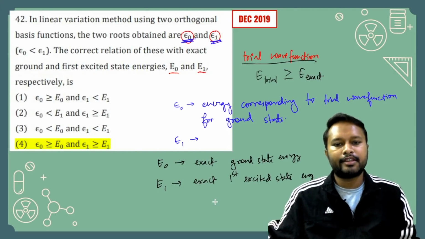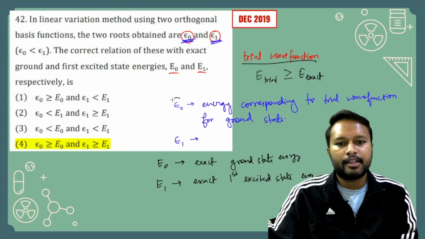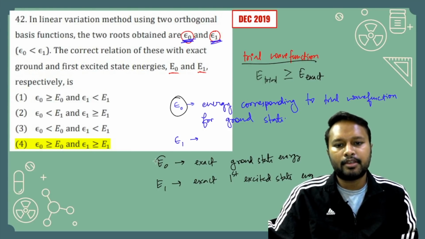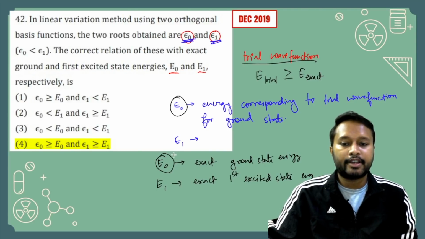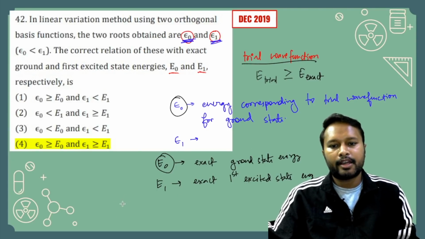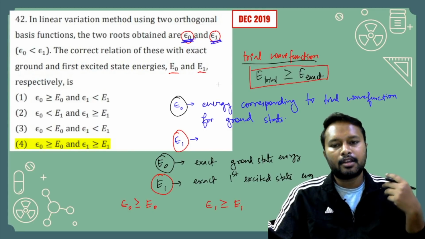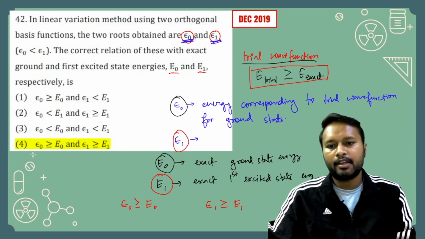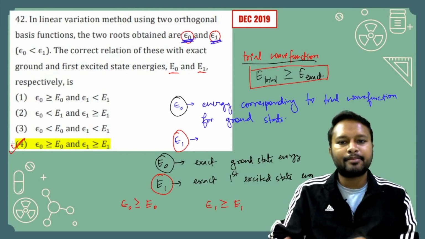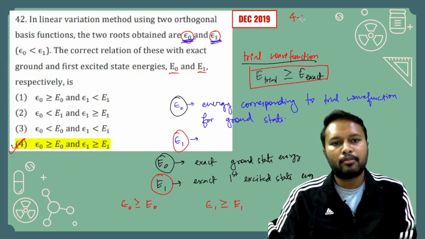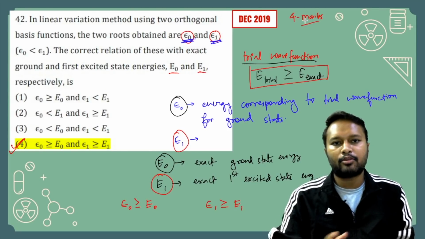Once you know all these things, you can obviously say that the ground state trial energy is going to be greater than or equal to the ground state exact energy. So the relation I got is epsilon naught is greater than or equal to E naught, and epsilon 1 is greater than or equal to E1. This is as simple as that according to the variational principle. So the answer is option number 4. See how simple it is, and you just got 4 marks for this particular question.